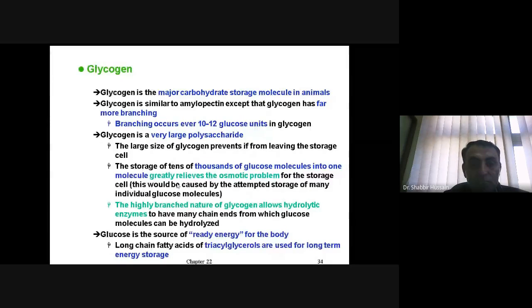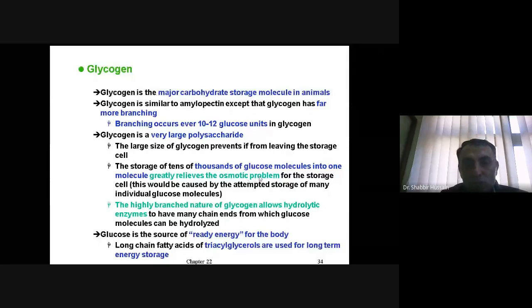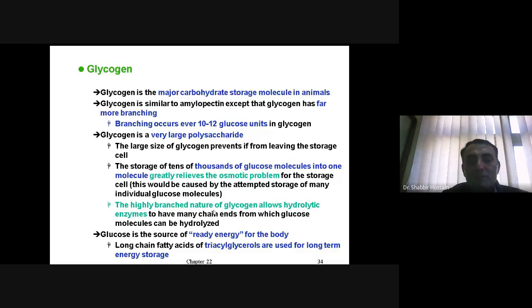इसकी वजह से क्या होता है? एक तो osmotic pressure या osmotic problems body में इसको control करता है for the storage cells. This would be caused by attempted storage of many individual glucose molecules, right? एक ही molecule के अंदर tens of thousands of molecule एक glycogen के molecule के अंदर अगर एडजस्ट कर जाएं तो इसकी वजह से ऑस्मोटिक प्रेशर या ऑस्मोटिक प्रॉब्लम के अंदर जो इश्यूज हैं वो कवर हो जाते हैं.